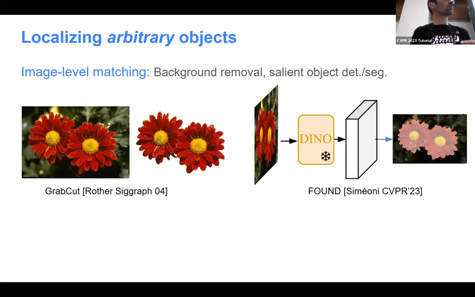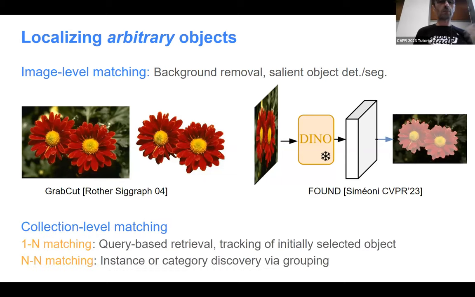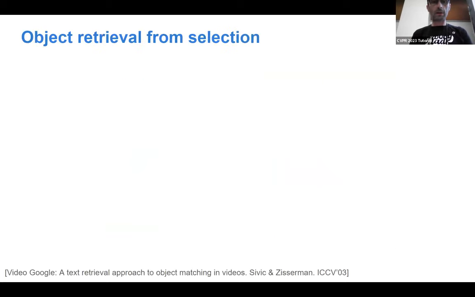But you might want to also find arbitrary objects across images. So in a sense, you match one view to a collection. It's one-to-n matching. I'm going to show an example. And also you might want to do that collectively in a collection. So it's essentially n-to-n matching, and it's grouping or clustering. You call it the way you prefer, and I'll show an example.